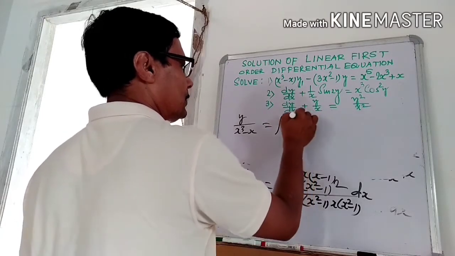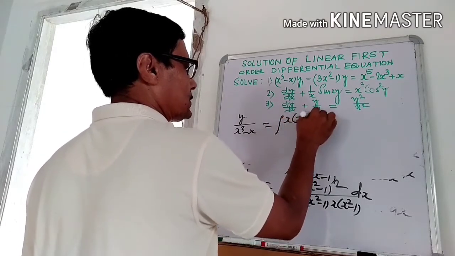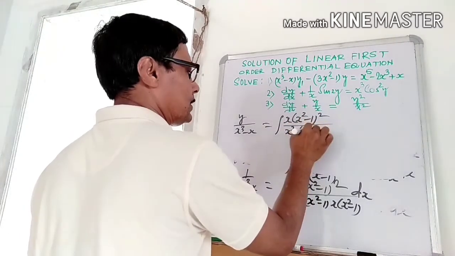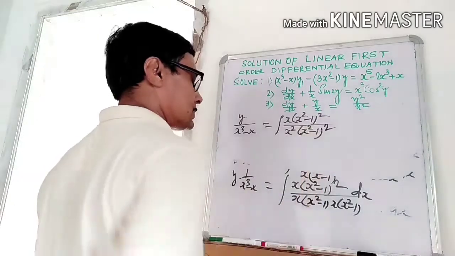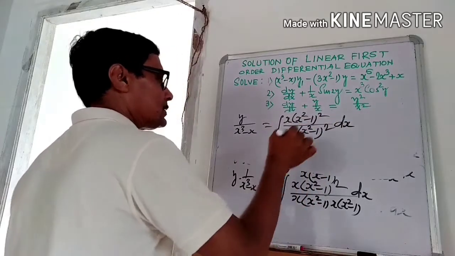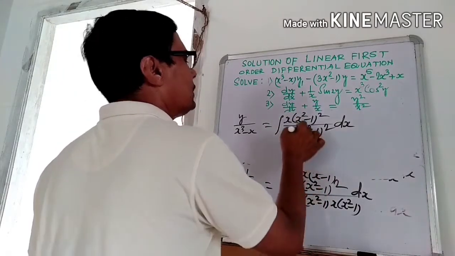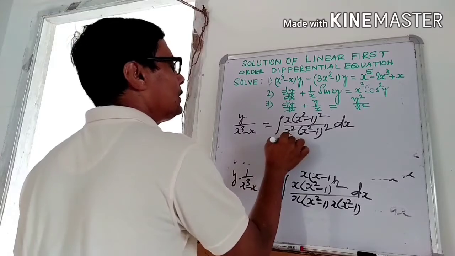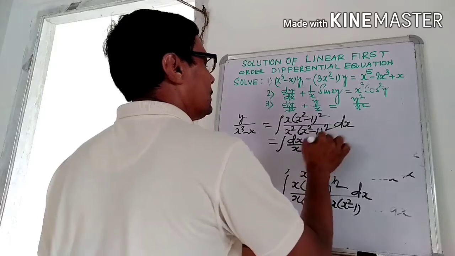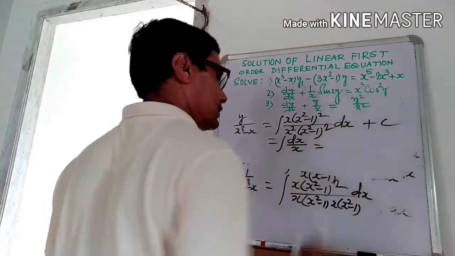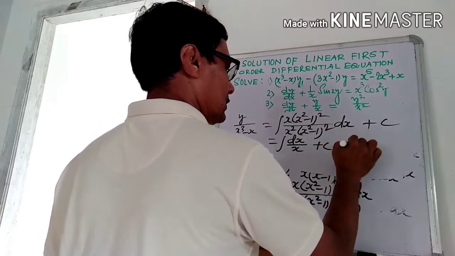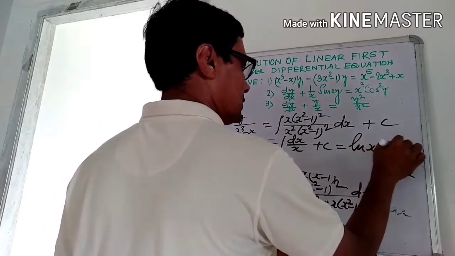x times (x² minus 1) squared divided by x² times (x² minus 1) whole squared, integral dx. This integral of dx/x gives log x, plus the integration constant c, so log x plus c.